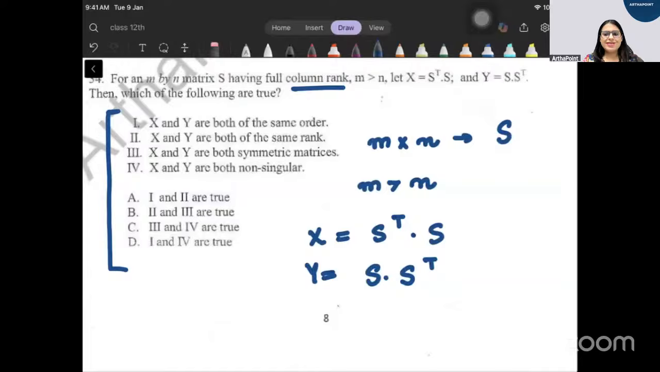Hanji, what's the answer? Okay, so let's solve it together. Question number 34. देखो ध्यान से. What is the question saying?